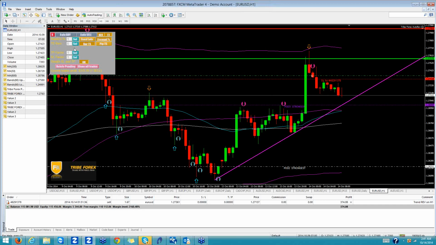TS bars, we've got it set at 5 right now, and that's what I was showing you as far as our stop loss moving down to break even.